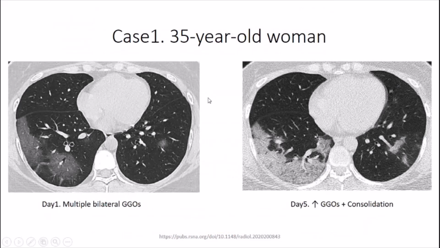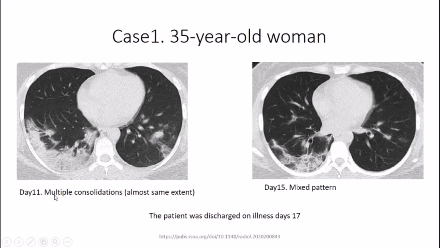So this is one of their cases. At day 1, there's multiple bilateral ground glass opacities, again peripherally located, subpleural location, posteriorly, and this is another one here. And this ground glass opacity became a consolidation, and this one new here on the left lower lung lobe. Then at day 11, multiple consolidations can be seen, almost the same extent as the previous image, and then eventually in the last images there's a mixed pattern with ground glass and reticular pattern. The patient was discharged 2 days after this image.